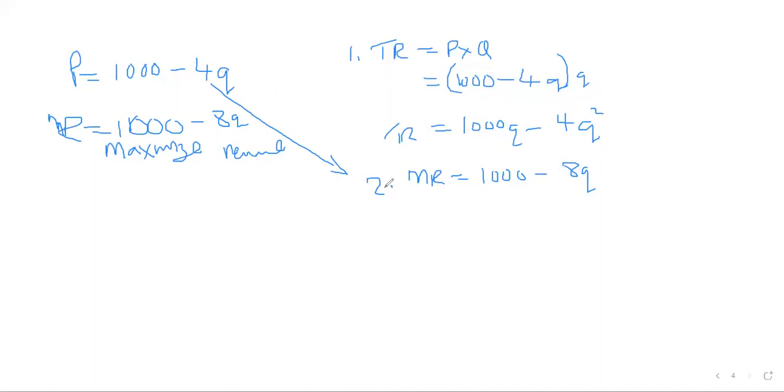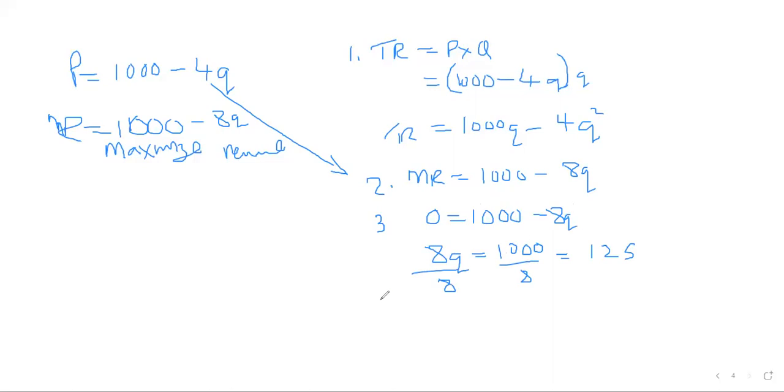Step 3, equate to 0. So when you get to 0, this one comes aside, you divide by 8 on both sides. Divide by 8, we're going to get 125 as the quantity.